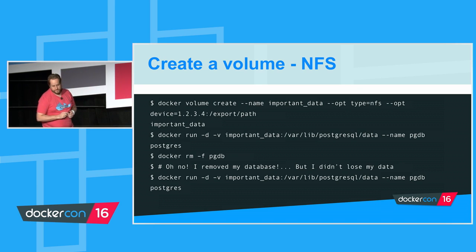So we're doing opt and type equals NFS, device is the location of your NFS, and then the export path. And then you mount that in the container just like you did before, in the same exact way. You give it the name and the path that you want it to go to, where Postgres maps its data. And then you run it, and then you take it away, and you bring it back, and your data's there. And you can do this on any host because it's NFS. And Postgres can write really, really slowly because it's NFS.